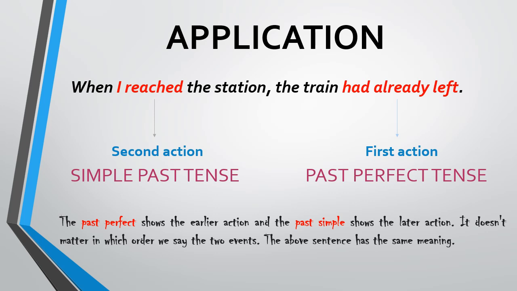We can write the same example in a different way. The train had already left when I reached the station. Whether I write the second part of the sentence as the first part or vice versa, the first and the second action remain the same, and the first action represents past perfect tense and the second action represents simple past tense. So the combination of simple past tense and past perfect tense can be used beautifully, and you all can try different examples using the combination of these two subtenses using various verbs.